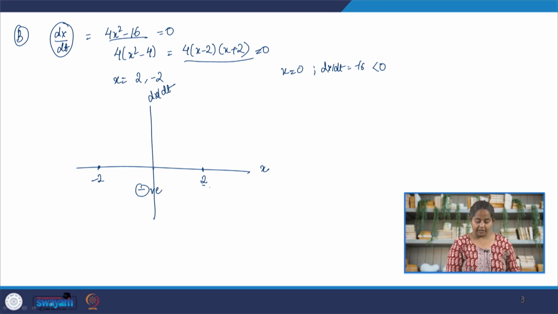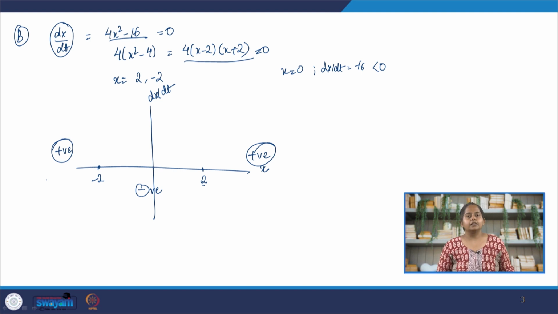What happens when x is greater than 2? When x is greater than 2, dx by dt is going to be positive. What happens when x is less than minus 2? Once again, it's going to be positive. So the curve looks something like this.